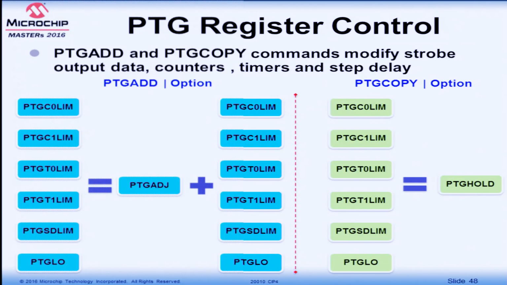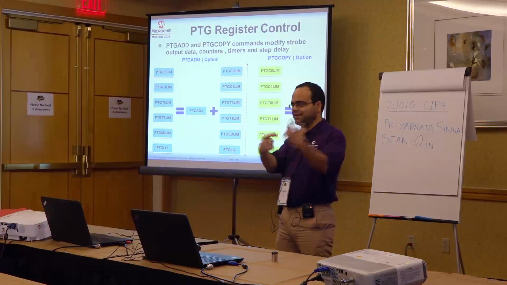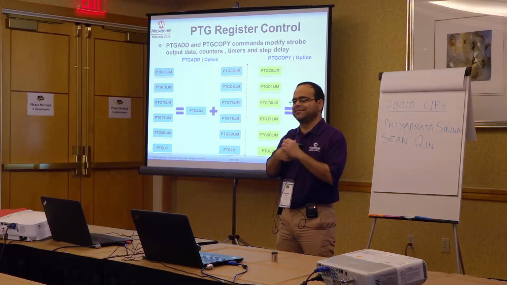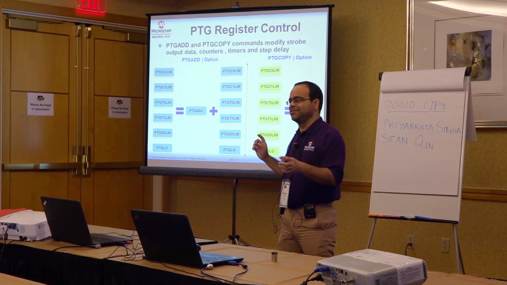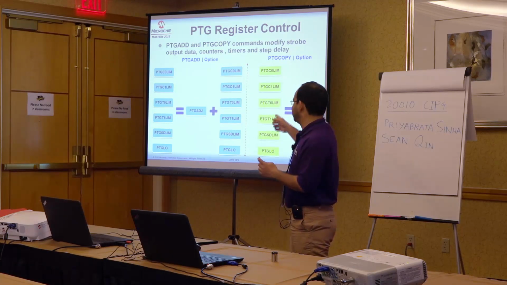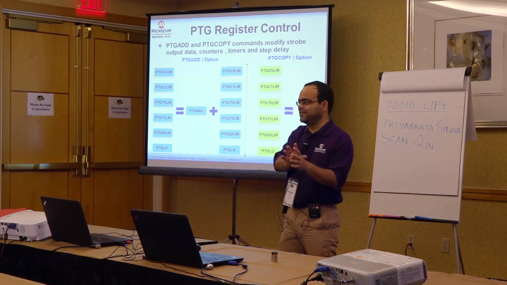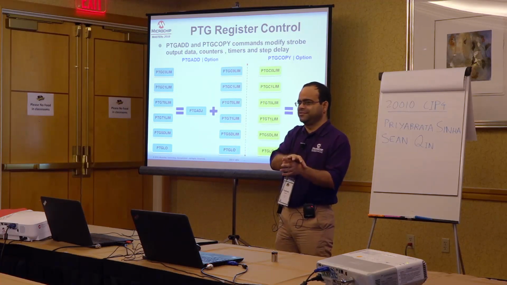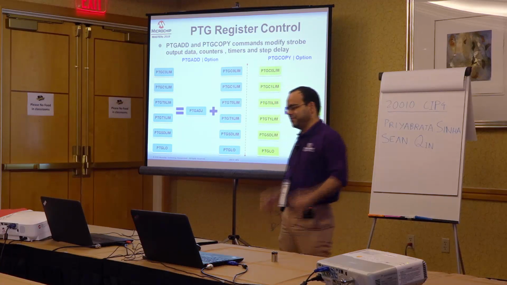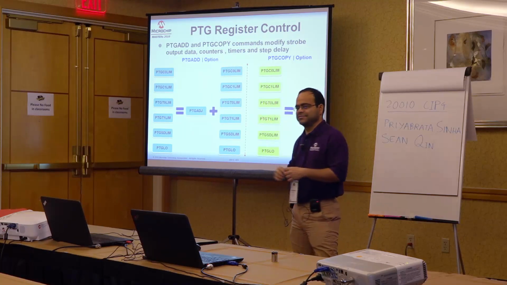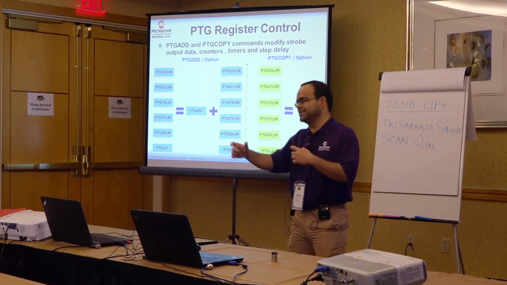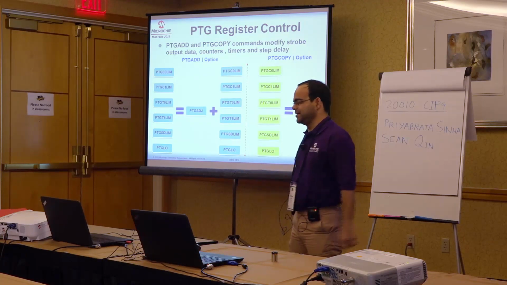On the other hand, you could also use PTG add. The difference between PTG copy and PTG add is that PTG add adds a certain adjust value to the current contents of that register. So let's say the timer limit register right now contains 100, and your PTG adjust value is 50. Once you execute a PTG add command, your timer delay would change to 150, then 200, and so on, every time you do it. So if you want to periodically increment or decrement any of these register values, your loop counts or your timer limits, by a certain offset, you can do that very easily using the PTG add command.